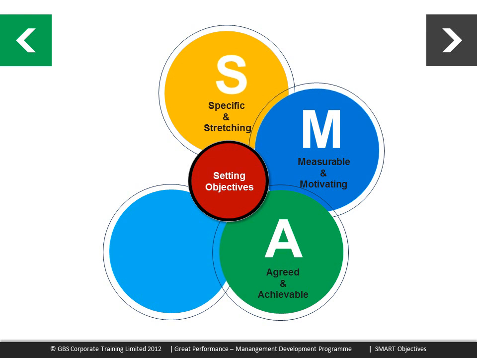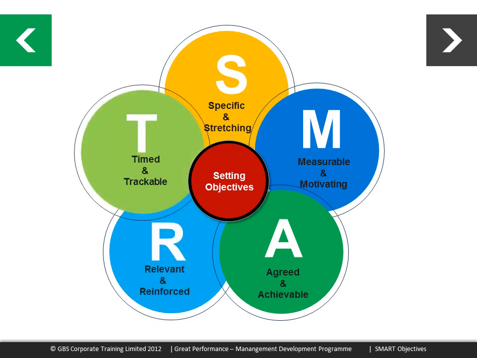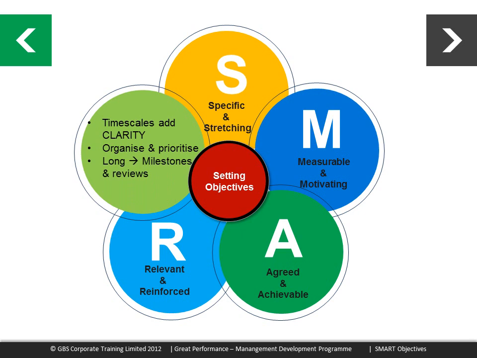And the T stands for timed and trackable. Specific timescales or limits can help add clarity and make the objective more easily measurable. They can also help organize work and affect its achievability. And if it's a big ongoing task, you should include staging points or milestones for major steps and reviews along the way. Ask yourself if the objective supports tracking progress.